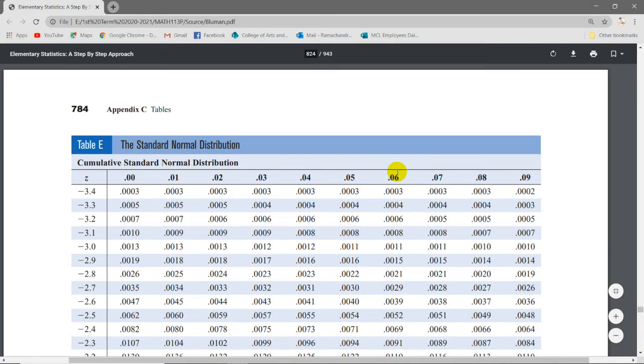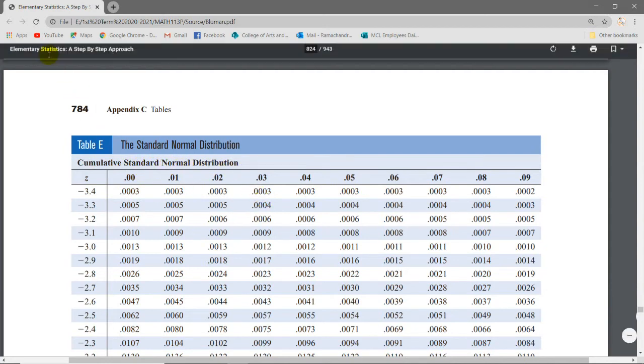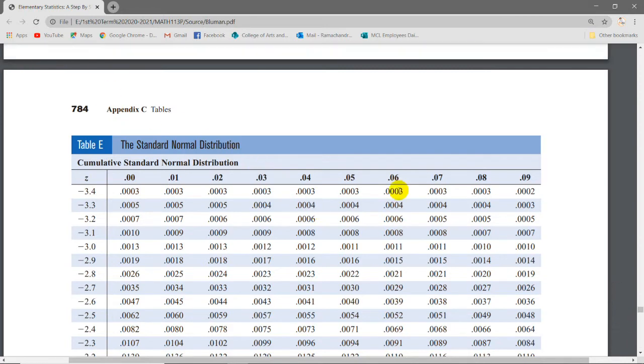To find the p-value, the first thing that we need to do is to find a table that is a cumulative standard normal distribution. In my case, I'm using Appendix C of the eText Elementary Statistics by Bluman. To start, we need to identify the test value. And if, let's say, the test value is negative 3.41, I need to find the cell where negative 3.4 and 0.01 intersect. So if the test value is negative 3.41, then I need to get this value.